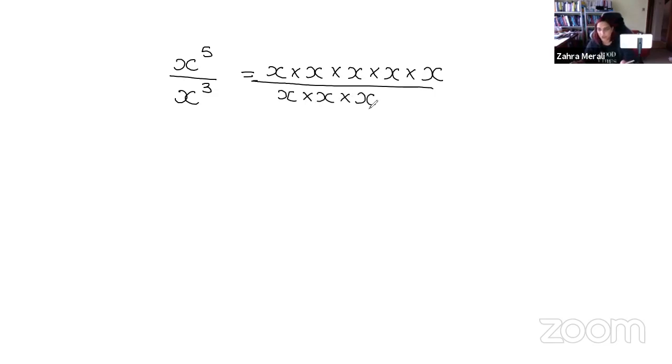Now, we know that we can simplify fractions by dividing the numerator, which is the number on the top, and the denominator. So what's on the top and what's on the bottom? What we can see is there's an x on the top, we can get rid of that and get rid of one on the bottom. Get rid of that, get rid of that, and get rid of that. And we're left with x times x, which is x squared. And this brings us to our next rule. So let's go really slowly.